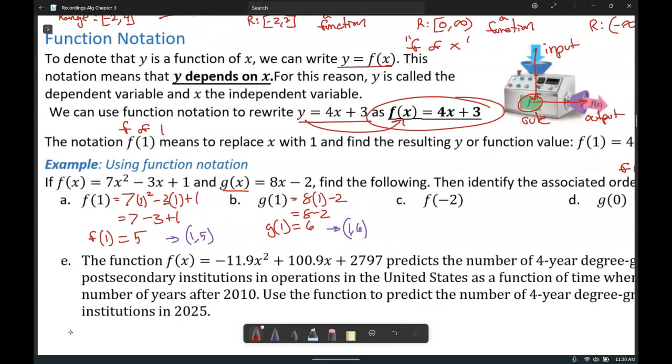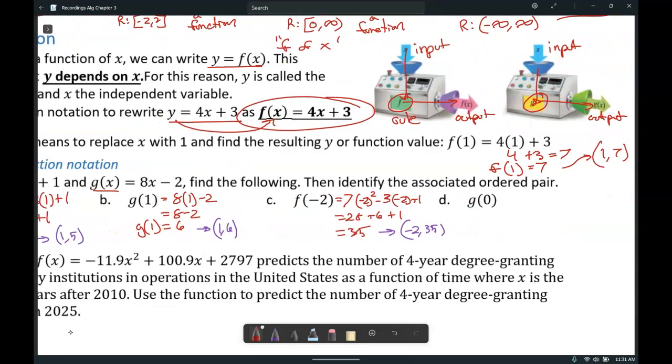For f of negative 2, we take our function f of x and replace x with negative 2. Negative 2 squared is 4, times 7 is 28, plus 6, plus 1. 28 plus 6 gives us 34, plus 1 equals 35. So we have the ordered pair (-2, 35).